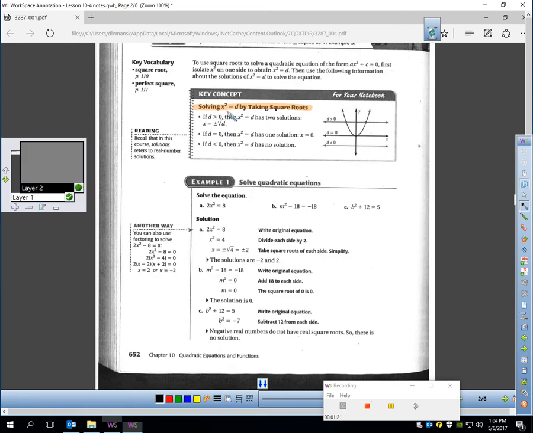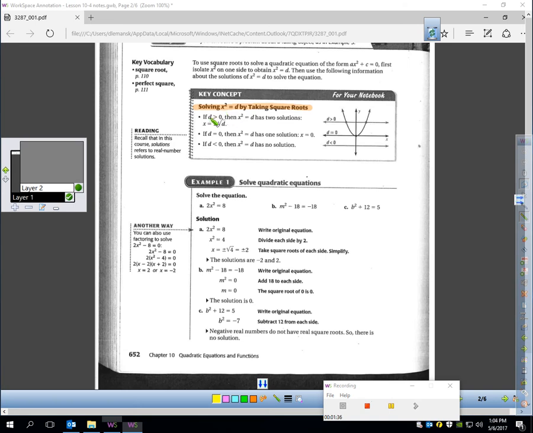When you solve x squared equals d by taking square roots, three scenarios can come up. Here's the first scenario, and let me highlight it. If the value d is bigger than 0, then that means that your problem will have two solutions to it. So, for example, let me just make up one real quick. If I had x squared equals 8, 8's a positive amount, I'm going to get two solutions to that problem.